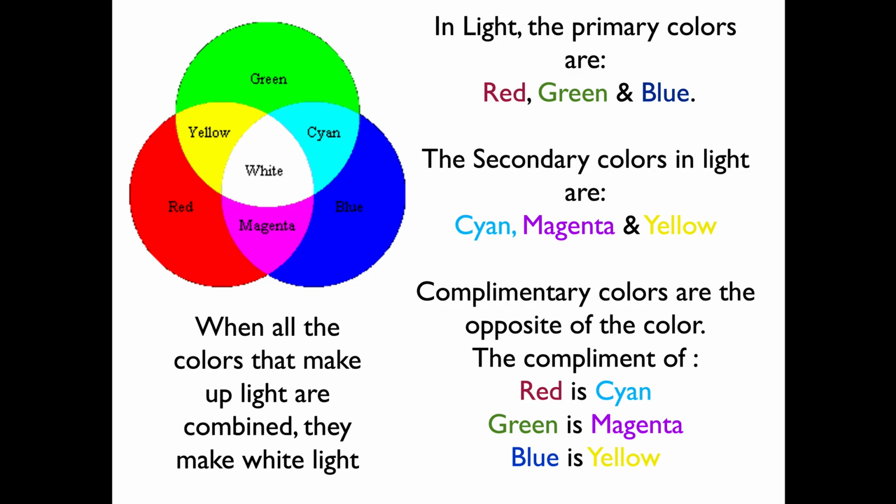The other thing that's important to know when you're doing color correction is the complementary color, or the opposite color, of the color that we're talking about. The opposite or the complement of red in light is cyan. The complement of green is magenta, and the complement of blue is yellow.